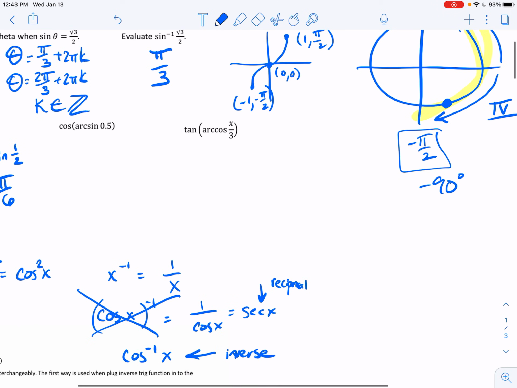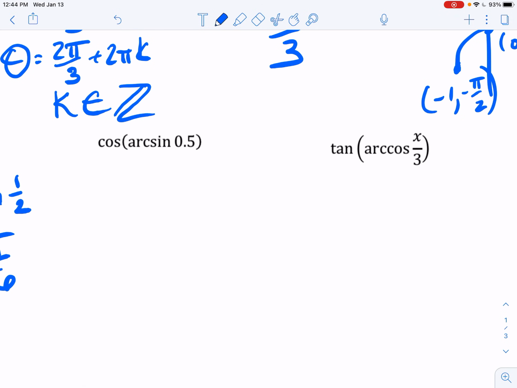Okay, so this is on the unit circle, so that would give us, this is just a messy video, I'm so sorry. Arcsine of 1/2 is equal to pi over 6. So then they're saying, okay, what's cosine of pi over 6? Well, cosine of pi over 6 is root 3 over 2.